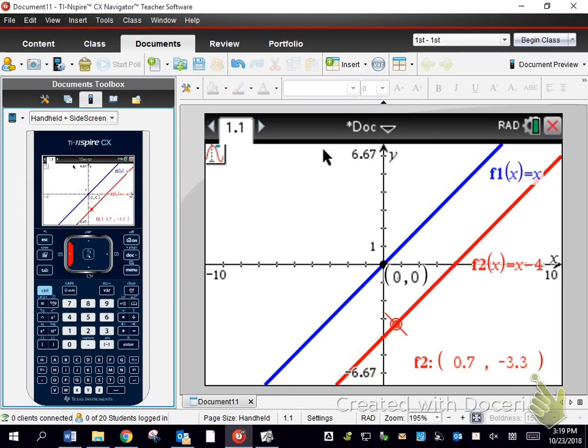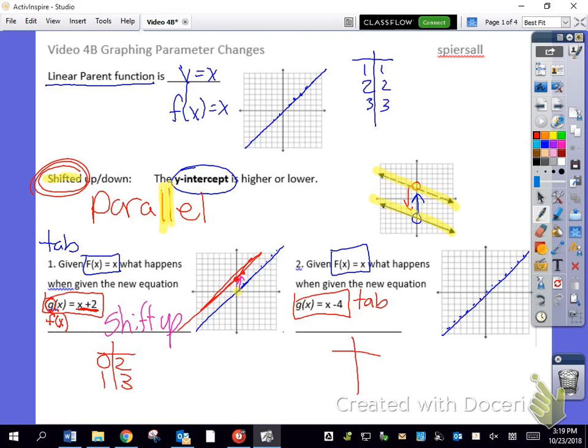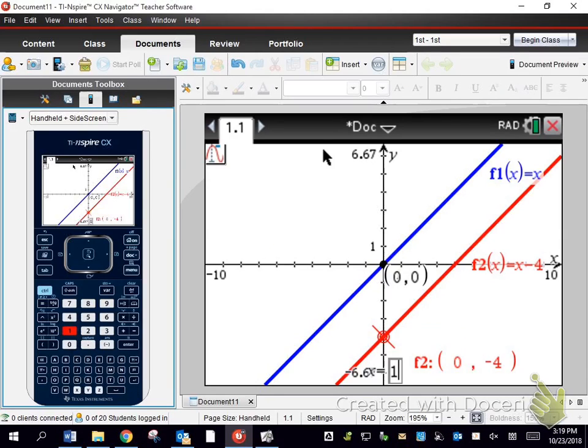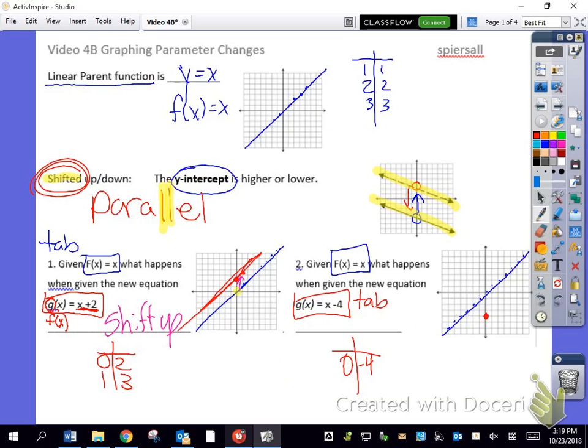Now notice if you go to the red, my y-intercept is (0, negative 4). So it starts at 1, 2, 3, 4. And then if I type in a 1, I get (1, negative 3). There is my line. Now notice they are parallel, so that means I shifted. You start at the parent function, and I moved down. So this would be a shift down.